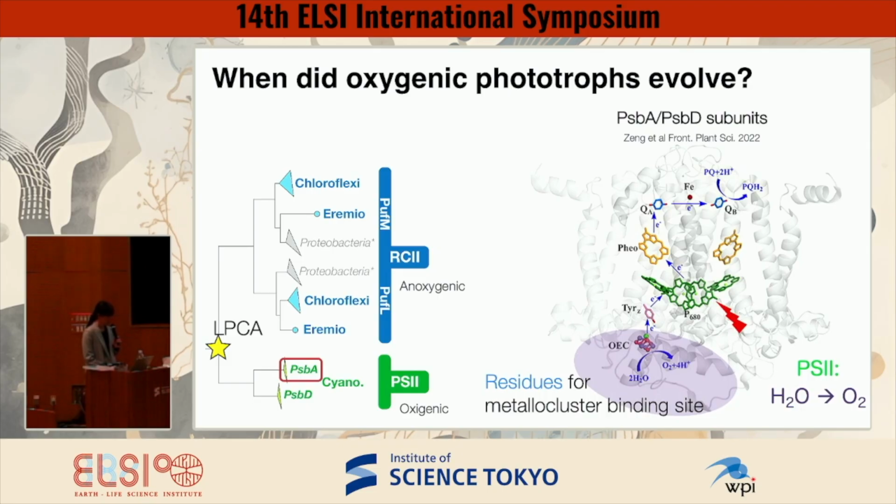The key innovation of oxygenic photosynthesis lies in PsbA proteins, which bind the metal cluster responsible for water splitting in heteromeric PsbA and PsbD subunits. So the residues for the metal cluster are important for generating oxygen. So we examined whether the residues were already present in LAPCA using ancestral sequence reconstruction of PsbA and PsbD.